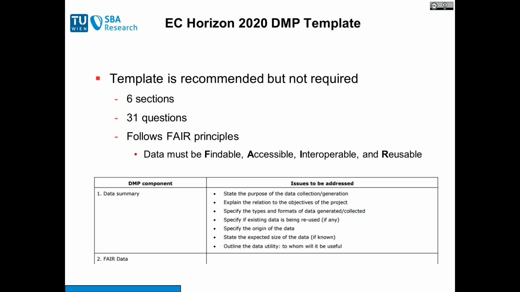The European Commission doesn't require you to follow any specific template, although there is one. It has 6 sections, 31 questions. So in each section, you get some auxiliary questions helping you better understand what you're asked for. And the European Commission endorses FAIR principles, meaning that data must be findable, accessible, interoperable, and reusable. These FAIR principles come from the research community. This is something that was identified as a very nice acronym for helping people understand whether they did their data management properly or not. We will focus on the meaning of FAIR principles in the second part of the presentation.